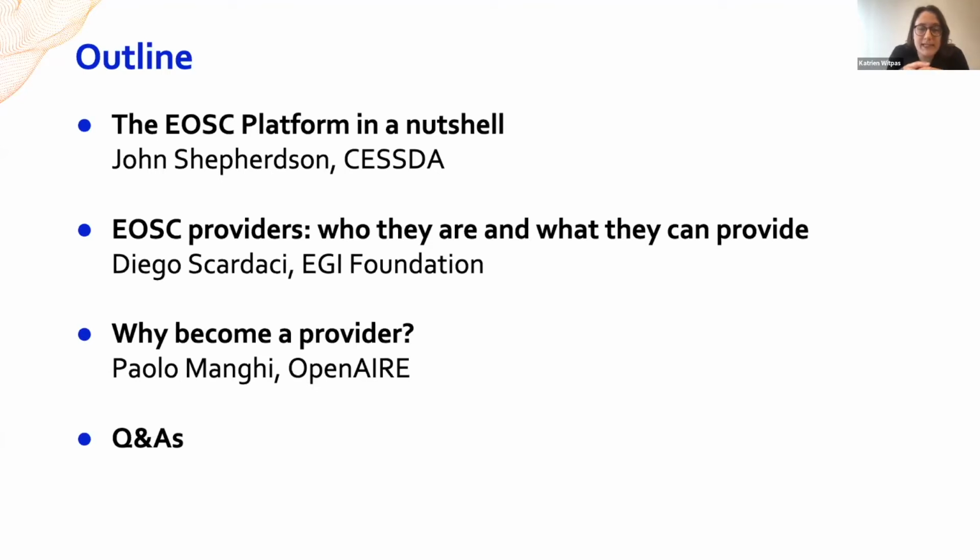Then Paolo Manghi is the Technical Director of the OpenAIRE infrastructure. He is involved in a myriad of Horizon research projects on EOSC and research e-infrastructure. He's, for example, the scientific coordinator of OpenAIRE Nexus, and he's also very heavily involved in the development of the EOSC Future EOSC Platform, including on the design and development of the portal supply layer. And he will give an introduction on why you should become an EOSC provider. So without further ado, John, I'll hand over to you for the introduction.